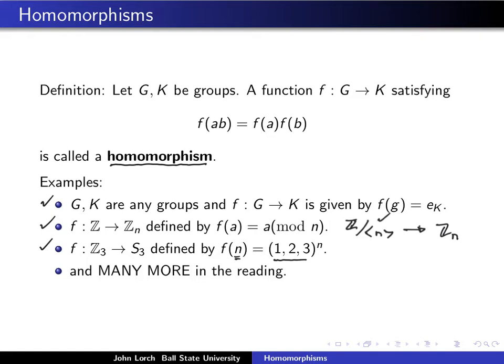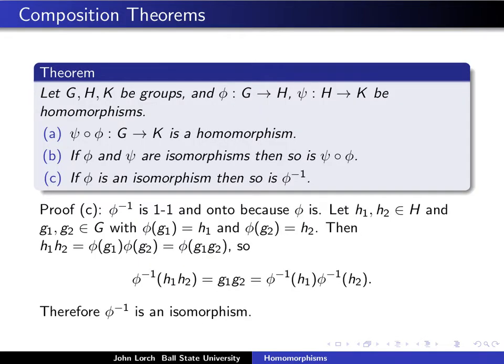And in fact, we're going to see a little bit later, there's this very big theorem in group theory called Cayley's theorem, which says that every finite group can be regarded in this way as being a subgroup of some symmetric group. Now, there are a lot more examples of homomorphisms in the reading, and I encourage you to look at those examples. In this section of the book, there are a great many theorems given about homomorphisms and isomorphisms. Here, over the next several slides, we're going to review some of these theorems and prove a few of them as well.